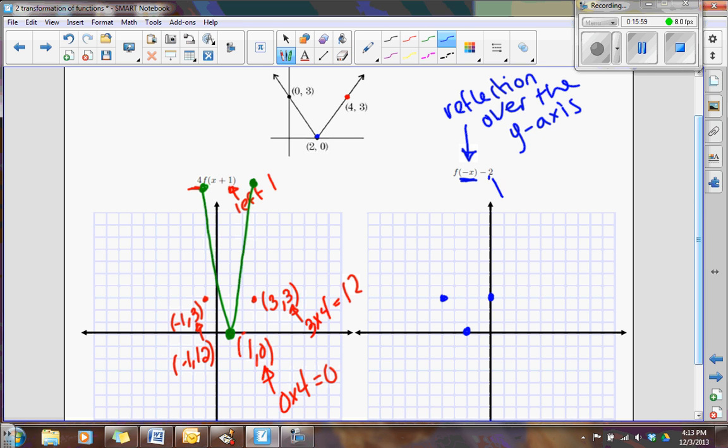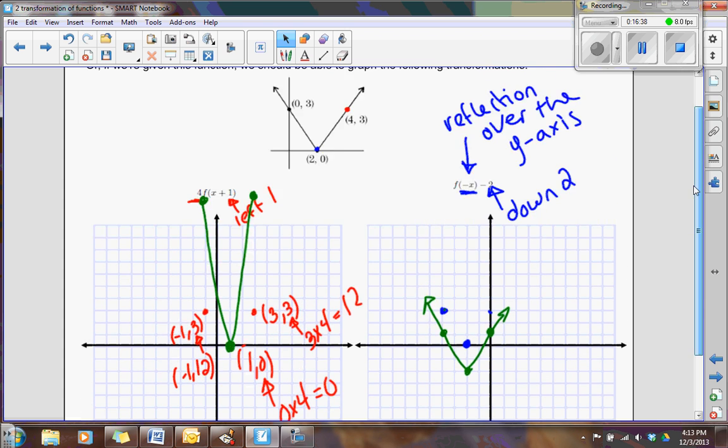And then k is negative 2. So that tells us to move our function down 2. So every single one of those points is going to move down 2. So this point is moving down here. We've got the point negative 2, 0 is moving down 2, and this point here is moving down 2, and that's it. We can then connect the dots. We've got our function transformed based on a reflection over the y-axis and moved down 2, and that's okay.